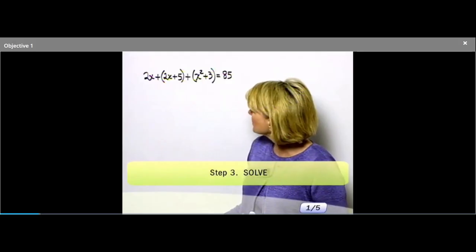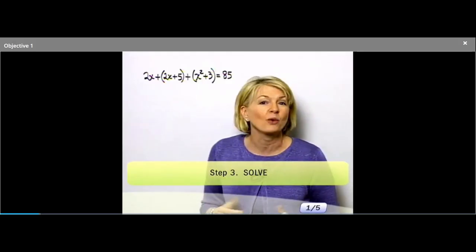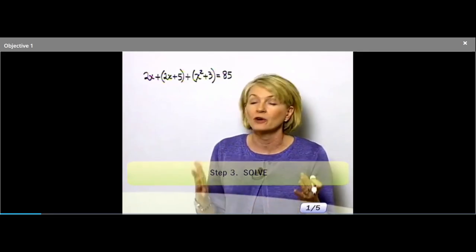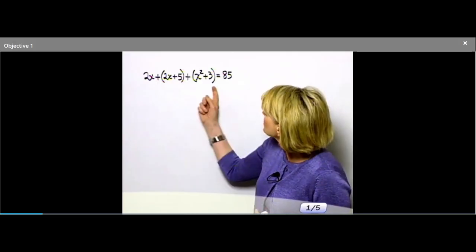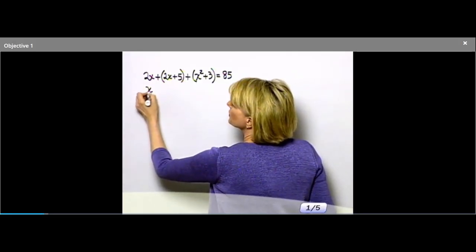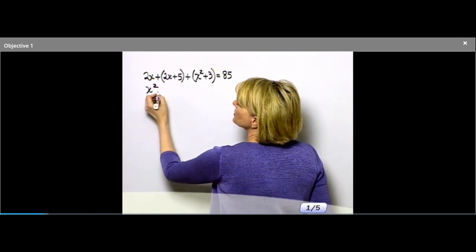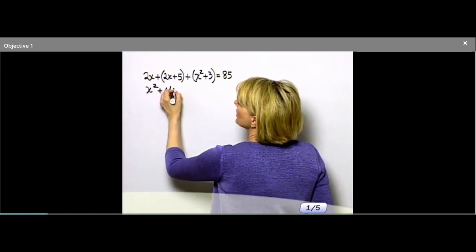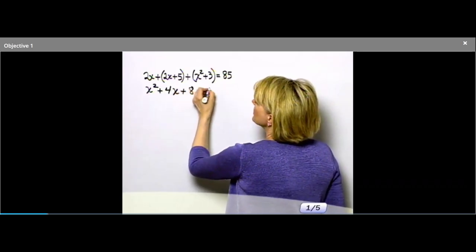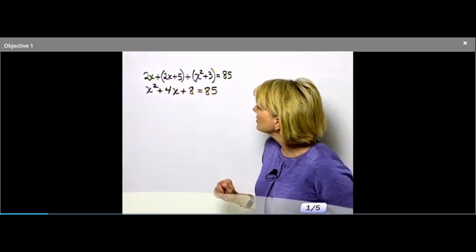Now notice that this equation happens to be a quadratic equation. So let's solve this equation by the only method we know thus far, by factoring. First, notice I've got some like terms. I'll write x squared first. 2x plus 2x, that's 4x. 5 plus 3 is 8, is equal to 85.